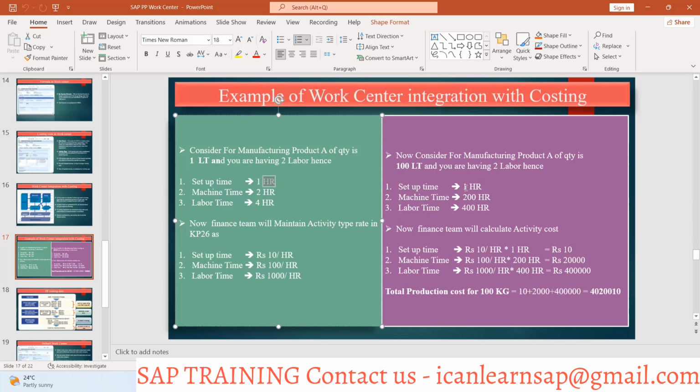Now, machining time, you require 200 hours. To manufacture 100 liters, you require 200 hours. What is the rate per hour? 100 rupees per hour. Now, 100 rupees per hour multiplied by 200 hours, it will cost you 20,000 rupees for machining time. Agreed? Clear? Yes.